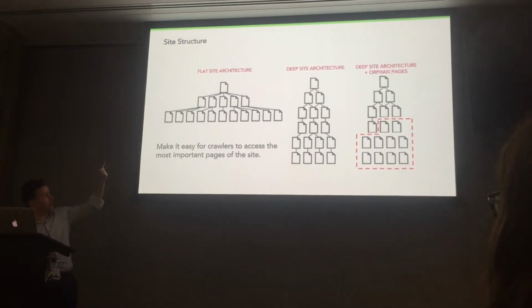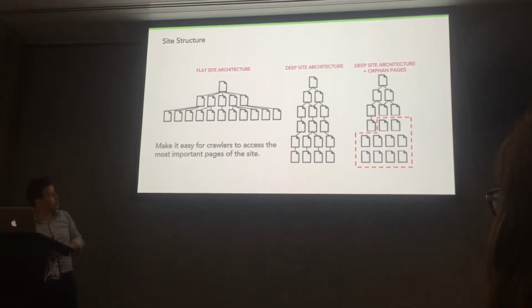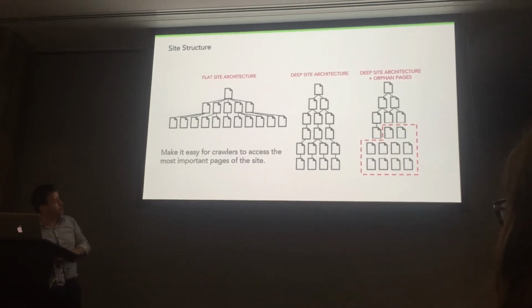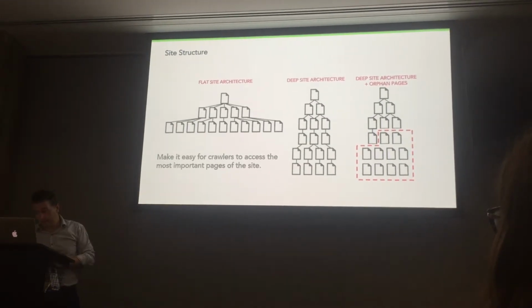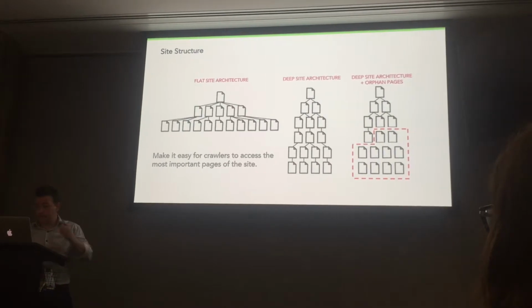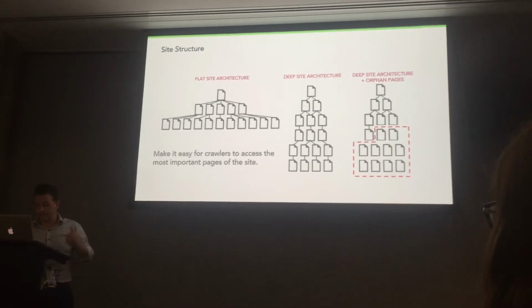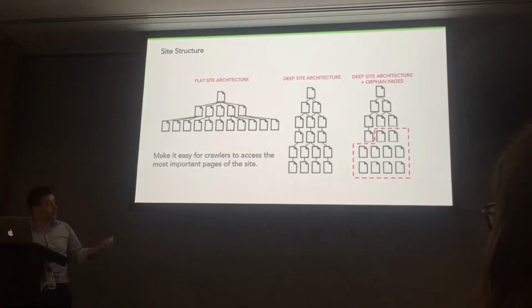If it was to come in from the homepage, crawls the navigation pages and hits all the second level, it gets to all of them in one crawl. If it has to navigate down the middle here, it's a deeper site, it has to do more hops to find the same page that sits deeper in the site.